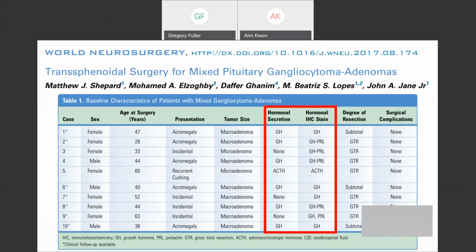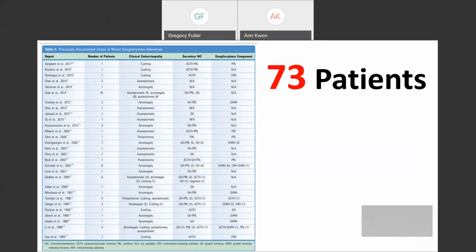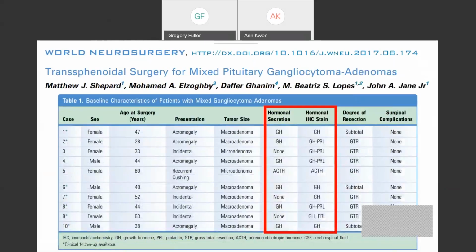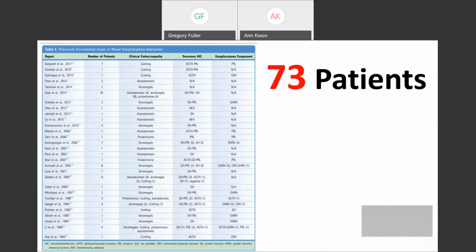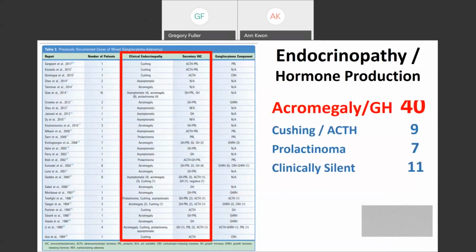Let's have a look at hormonal secretion and immunohistochemistry. Look at all the growth hormones showing up, and sometimes in conjunction with prolactin, because they're in the same family. They're frequently co-expressed. We don't even call that a mixed or plurihormonal because it's so common. That gives you a hint that maybe growth hormone is the most common, right? And in fact, if you look at this study, the same paper, Dr. Lopez and colleagues put together all of the literature, 73 patients. That is phenomenal.